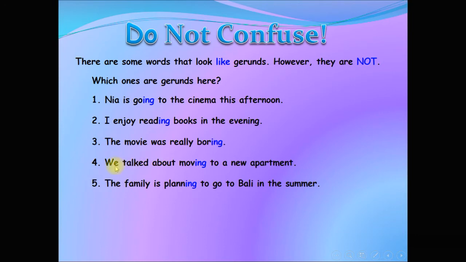And then number 4, is it a gerund? Yes, this is a gerund because it follows a preposition. About here is a preposition, and moving follows it. And how about number 5? The family is planning. The ing form in planning is not a gerund because it is part of the verb, the same as number 1. So this is a progressive verb, or present progressive.